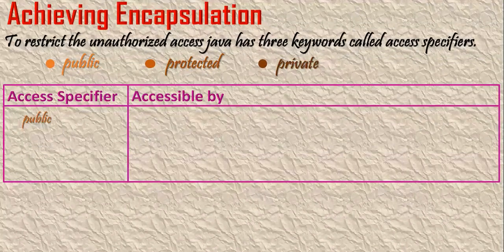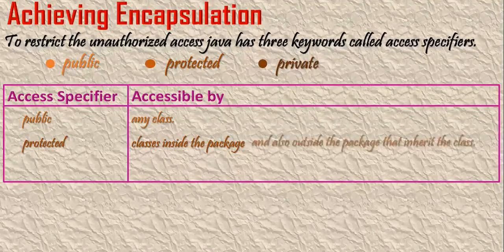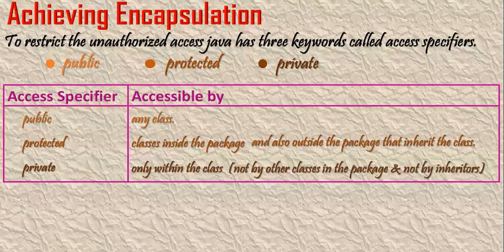If public is given as access specifier, then it is accessible by any class. It may be inside the package or even outside the package, a subclass or a class of another package. If protected is indicated, it may have access inside the package and also outside the package by classes that inherit the class. If private is given, then it can be accessed only within the class. Even in the same package, another class won't be able to access this, and not even by inheritors.